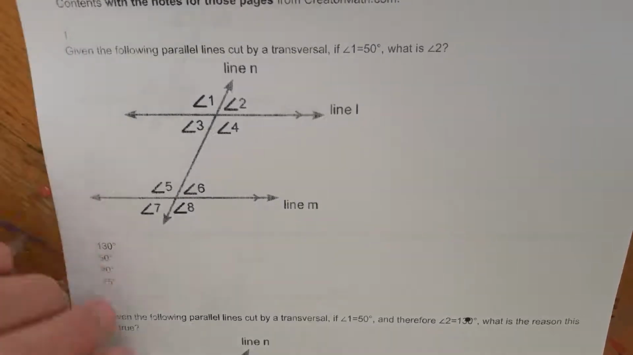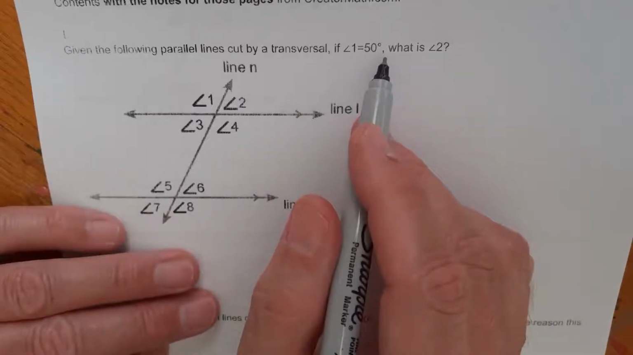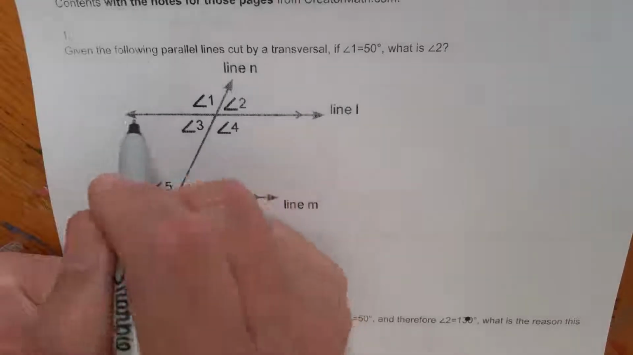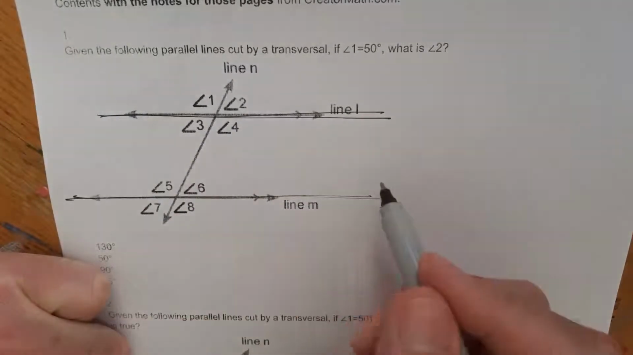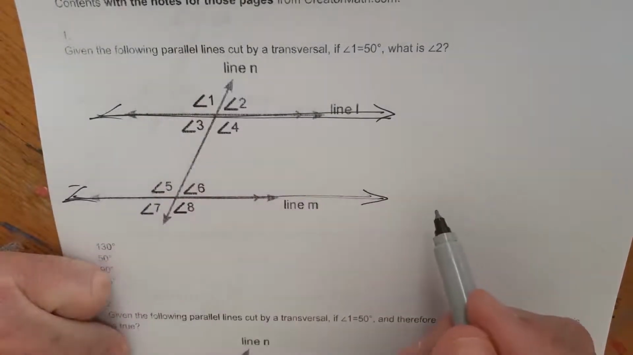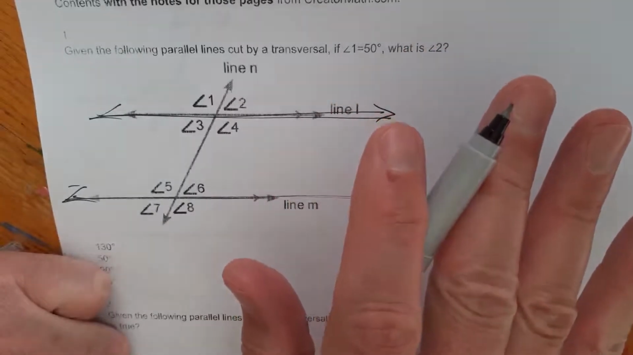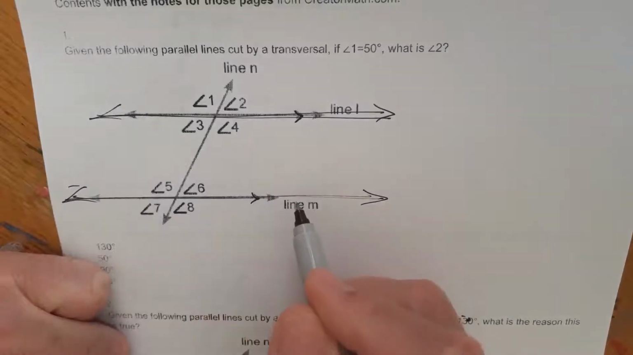So, given the following parallel lines cut by a transversal, if angle 1 is 50 degrees, what is angle 2? What you're going to see all the way through this practice is a parallel line and another parallel line. They are parallel to each other. They have arrowheads on them, so they go in those directions forever. They lie in a plane and they never touch or cross. You'll see the parallel symbols here.